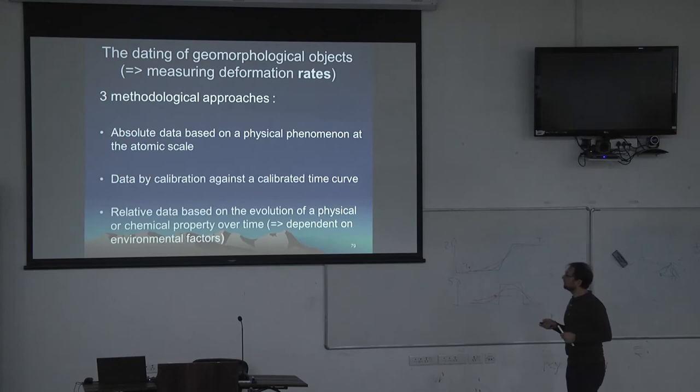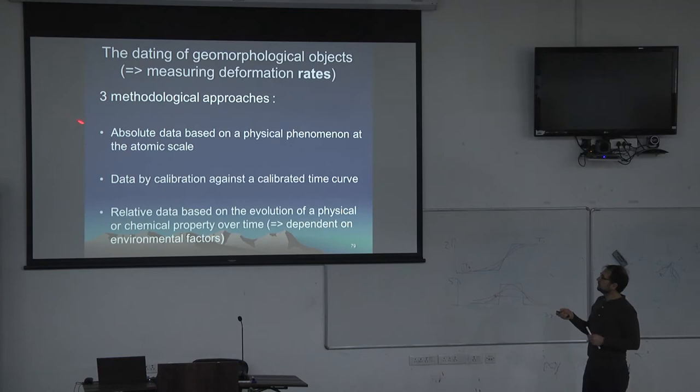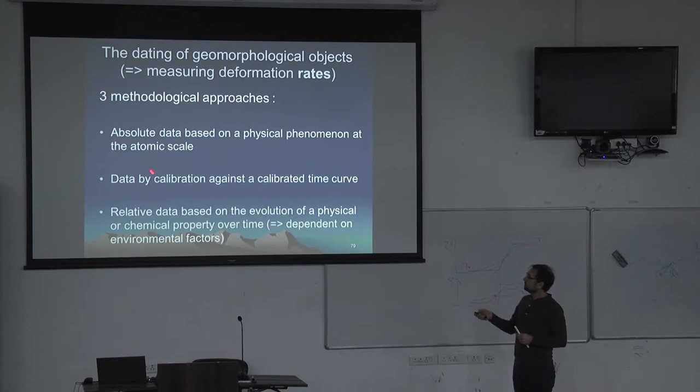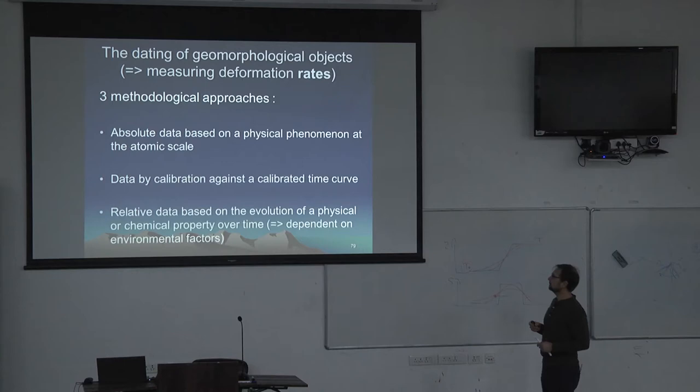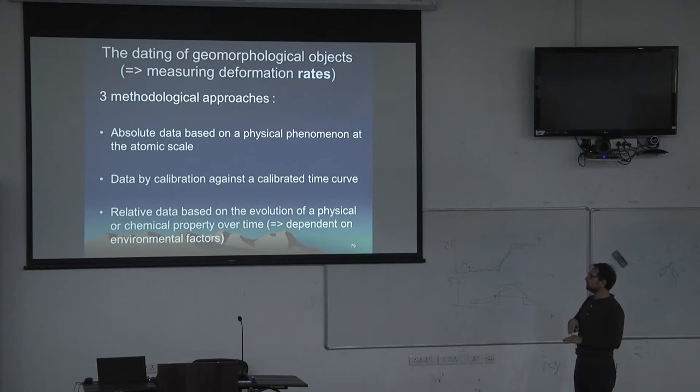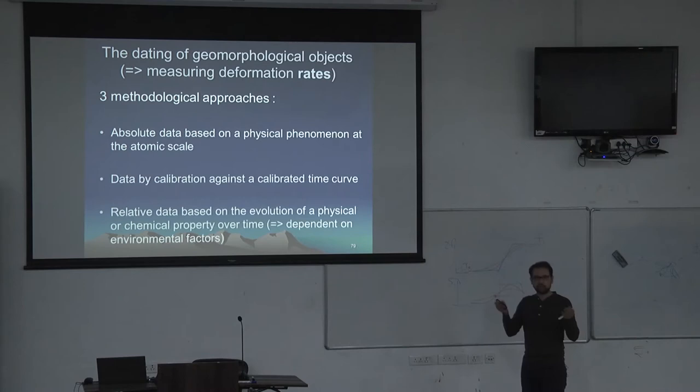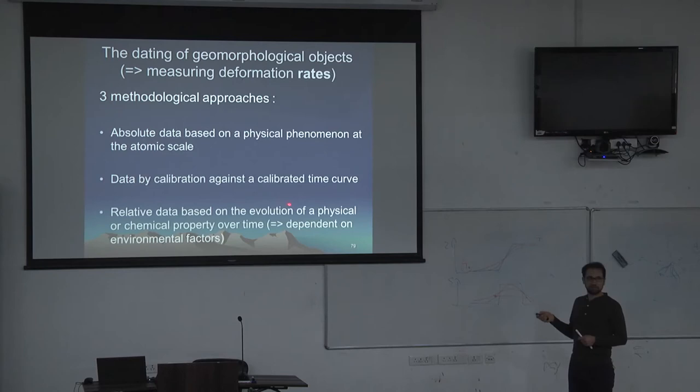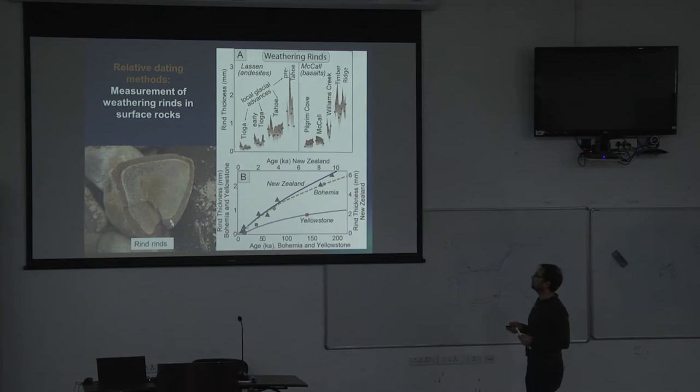So basically, there are three methodological approaches: absolute dating based on some physical phenomenon, data calibration against a calibrated time curve. So it's more like an aggregational feature when you can, for example, record sedimentation over thousands of years and calibrate with the oxygen-18 curve or with paleomagnetic curves or whatever. And relative dating based on the evolution of a physical or chemical property over time. So it can be, as I said before, the weathering. But it will be mostly a qualitative argument. Sometimes people have tried to use it as a quantitative method.